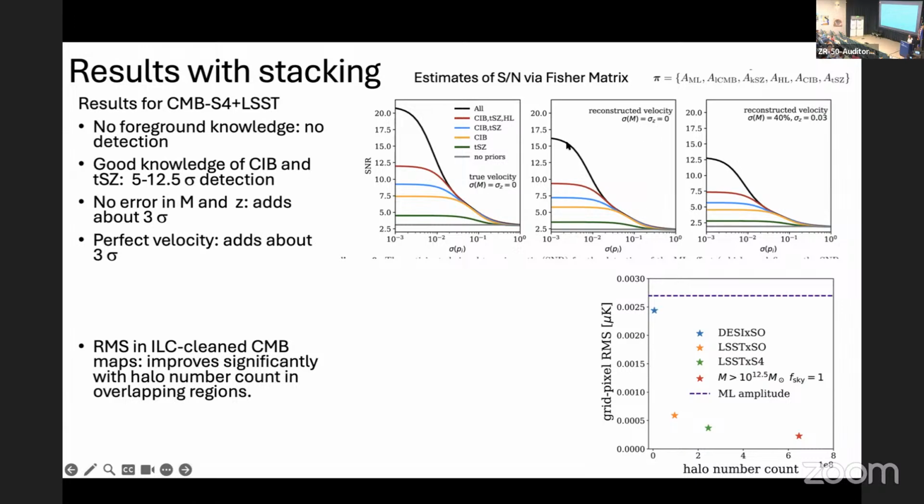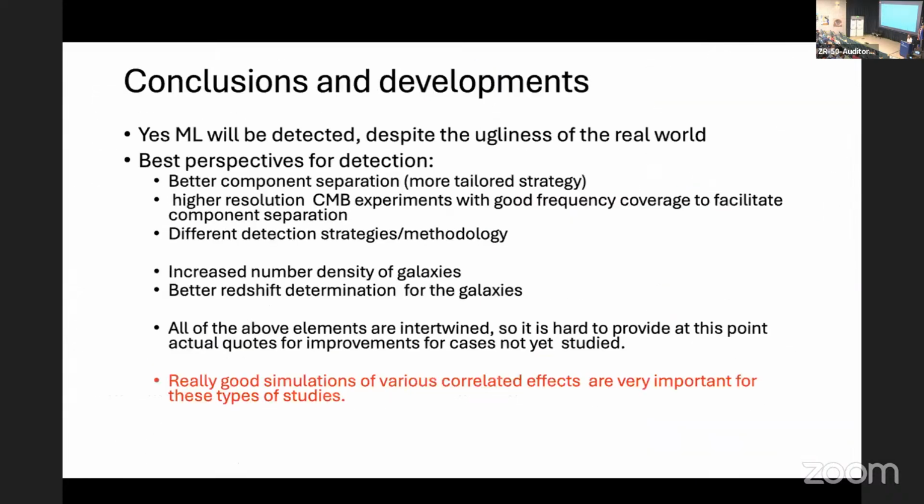How much you reduce your signal to noise if you add your errors in redshift with respect to removing it, you gain a few sigma. But all of these estimates do depend strongly on your technique to detect the object, your component separation strategy, and so on.